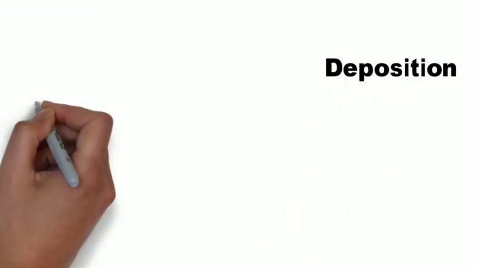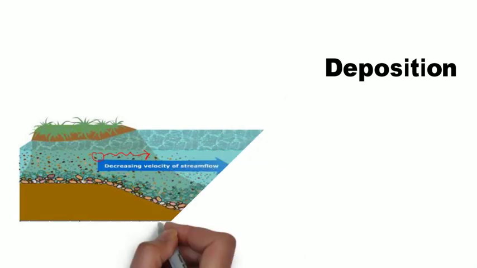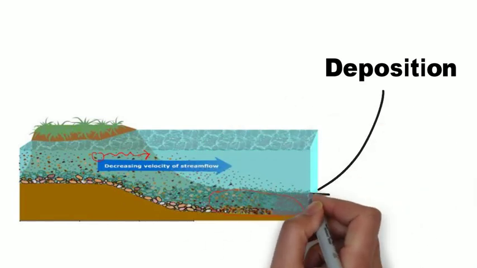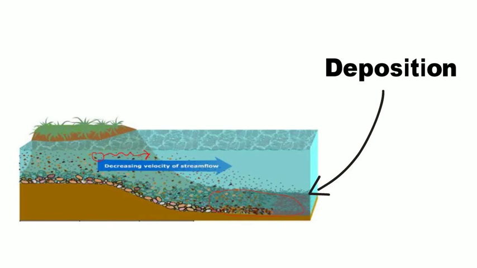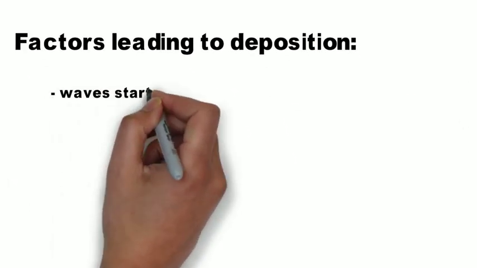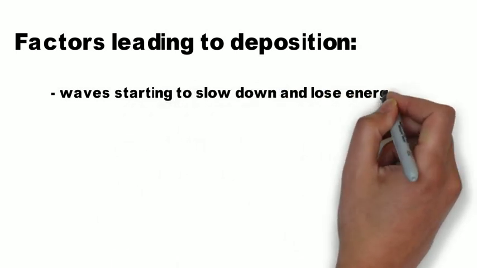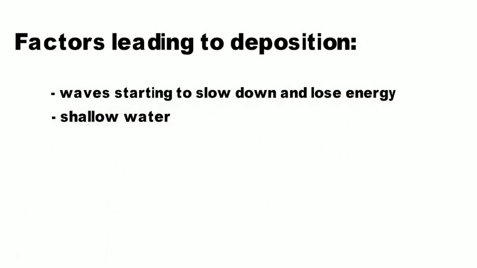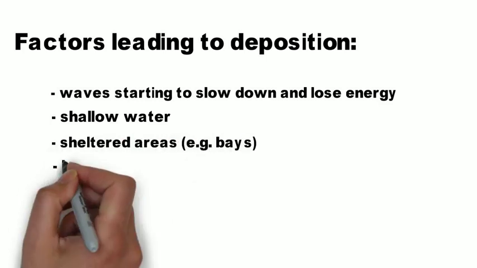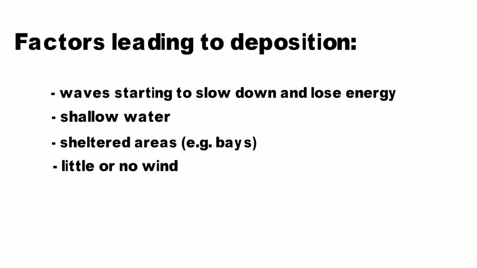Now let's take a look at deposition. Deposition is when the sea loses energy and drops the material it has been carrying. Deposition can occur on coastlines that have constructive waves, and factors leading to deposition include waves starting to slow down and lose energy, shallow water, sheltered areas, for example bays, and little or no wind.